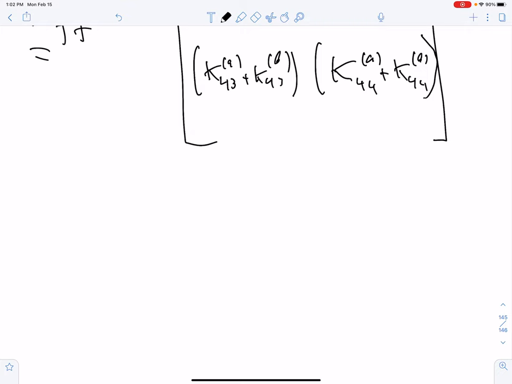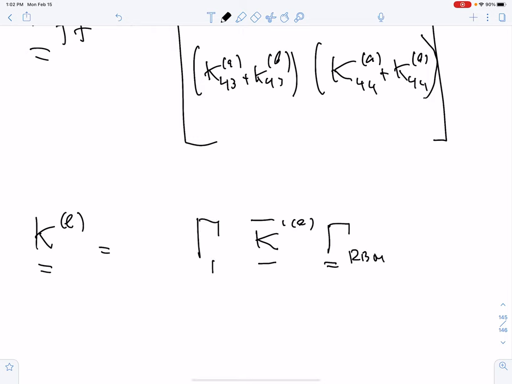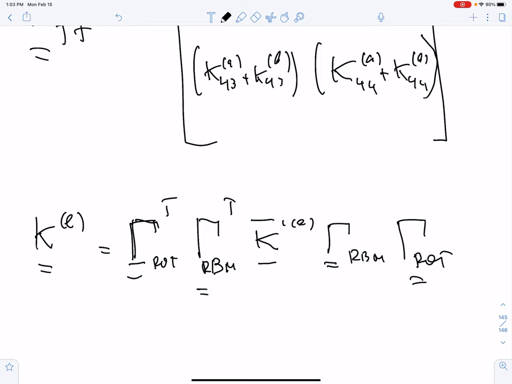If you recall the structure of KE, you have the basic stiffness, K prime, for element E. Then this gets multiplied by gamma RBM on the left, gamma RBM transpose, and then you get gamma ROT and gamma ROT transpose like this.